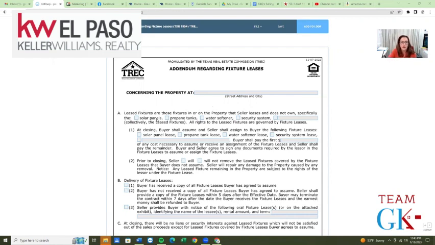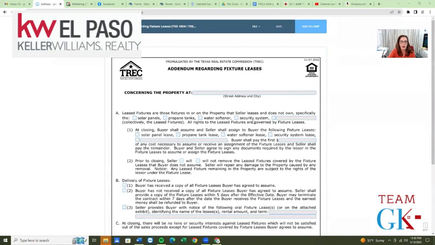Leased fixtures are those fixtures on the property that the seller leases and does not own, specifically solar panels, propane tanks, water softener, security systems, or collectively the lease fixtures. All rights to these fixtures are governed by the fixture leases. So, for example, what we see most common right now are solar panels.